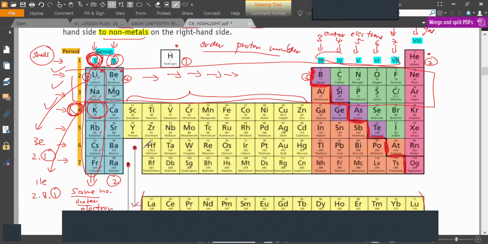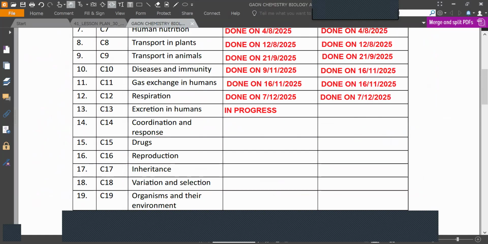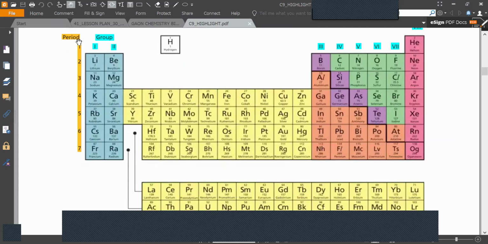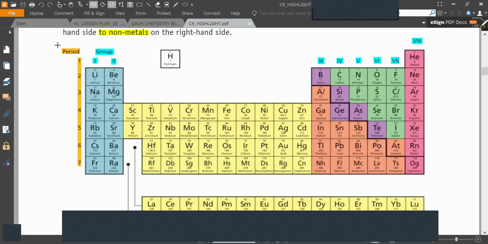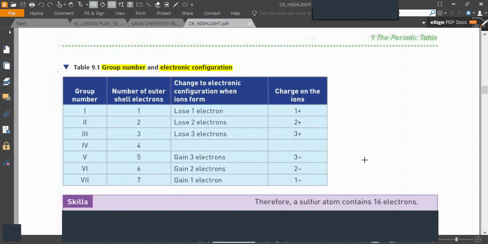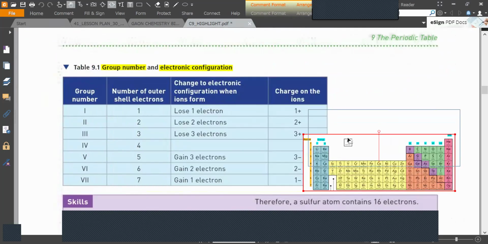Okay, let me just okay, let me open again to to clear it up. Okay. Um yep. Okay. Let me just copy the periodic table. Wait. Okay. Okay, this is the periodic table.